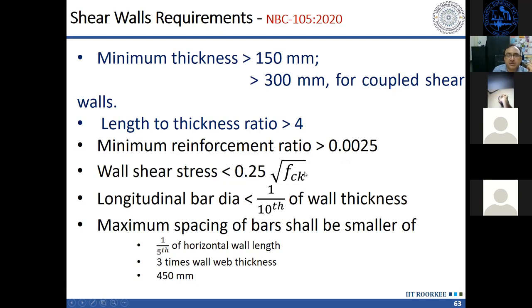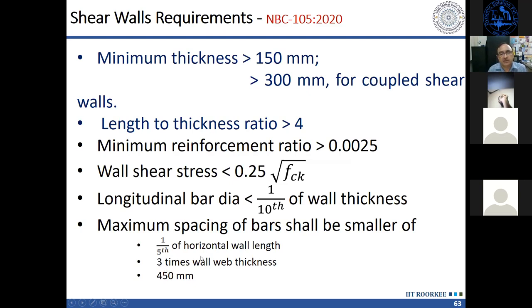So this is tau c max. Shear stress should not be more than tau c max, because more than that, the concrete will get crushed in the diagonal compression action. So whatever reinforcement you provide, you cannot resist shear stress more than tau c max. And the longitudinal bar diameter should be less than, we should not use very large diameter in the longitudinal bars. It should be less than 1/10 of the wall thickness, and the spacing should be the smaller of these three: not more than 450, not more than 3 times the wall web thickness, and not more than 1/5 of the length of the wall. So at least 5 bars along the length should be there.